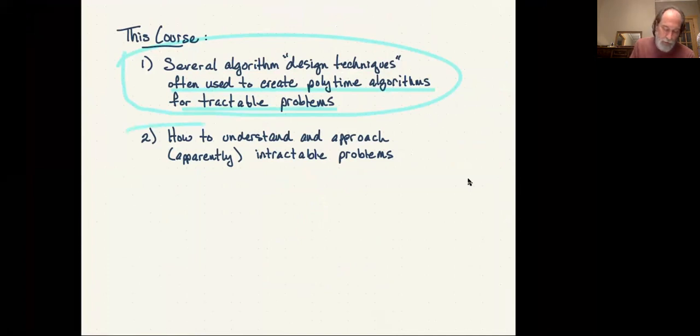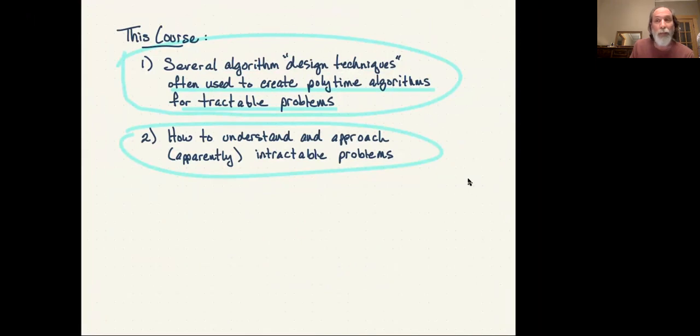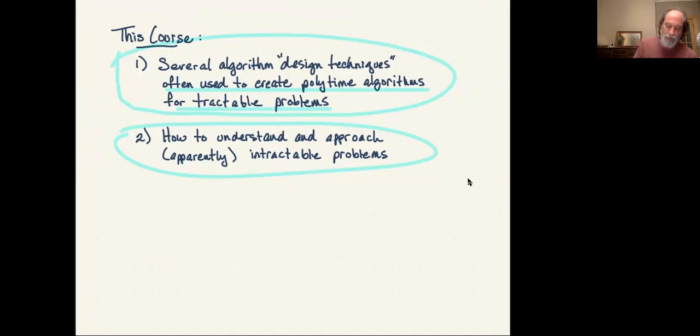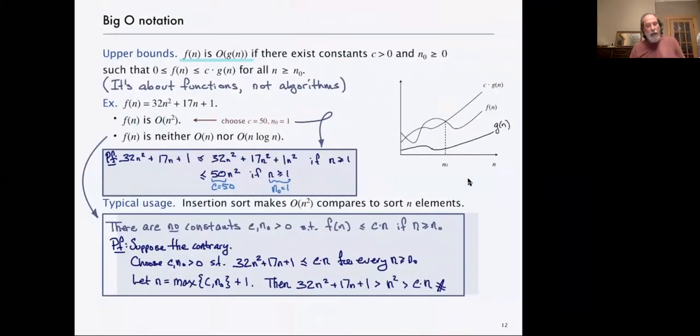And the second thing we're going to do is try to understand ways to understand and approach intractable problems or apparently intractable problems. Now I've already used the big O because I assume that you've seen it before, but we still need to do probably some review and some practice before we get into the more interesting bits.